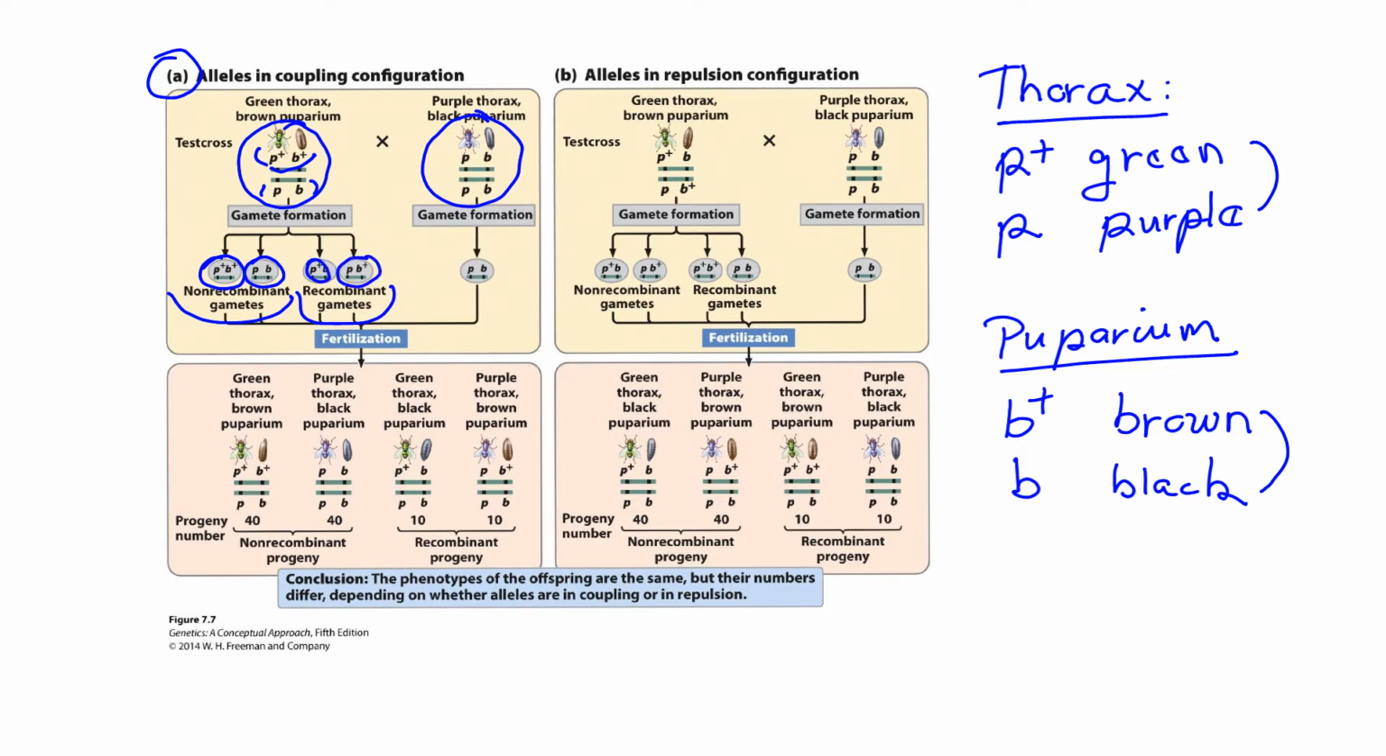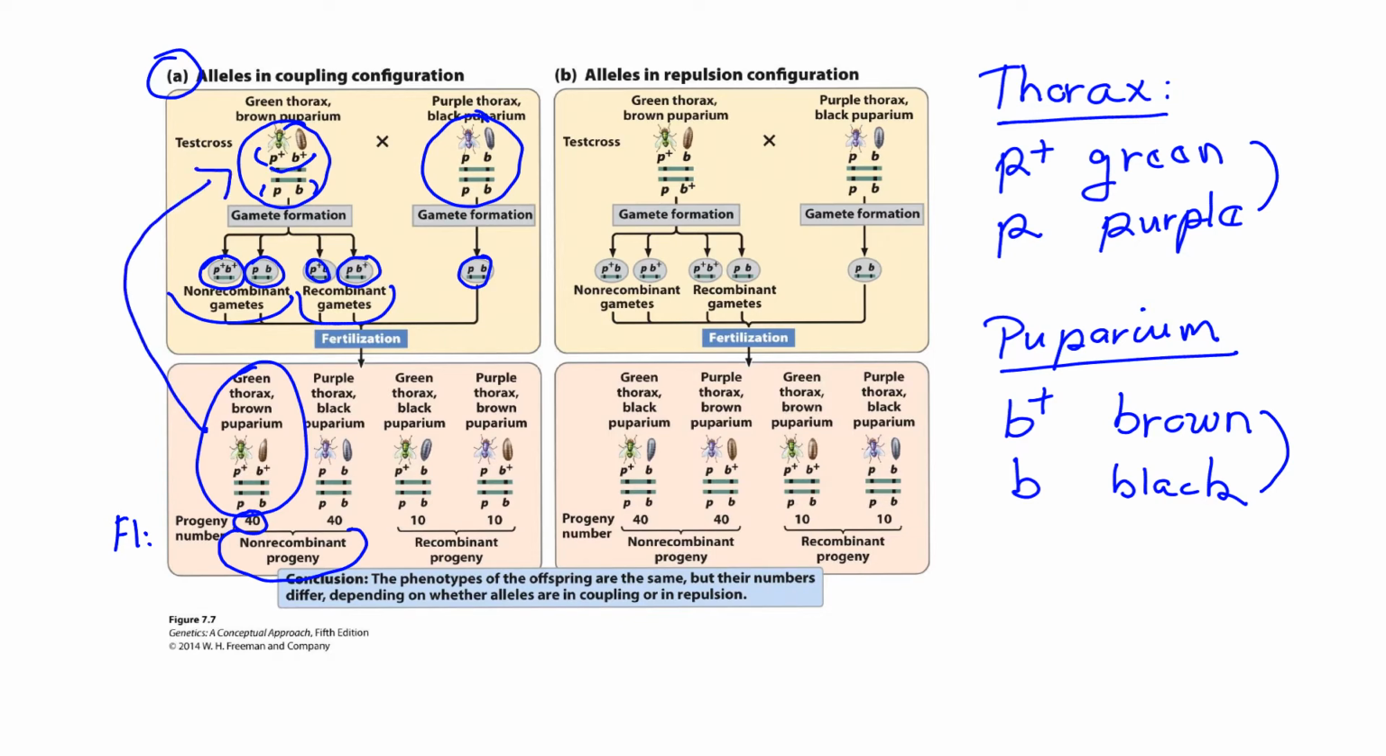So of course the tester forms only one kind of gamete. So let's look at the offspring here. You see that the non-recombinant progeny always has the highest number of the offspring. 40 of them resemble the dominant parent, and 40, the next most numerous group, resemble the recessive parent.